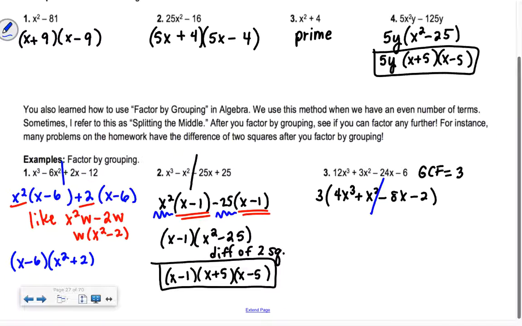All right, so I split it down the middle. I pull out the x squared. In parentheses, I'm going to have 4x plus 1. I know over on the other side I want to have 4x plus 1, too. So what do I pull out? A negative 2. Do you see how that works? Negative 2 times 4x becomes negative 8x. Negative 2 times 1 becomes negative 2.